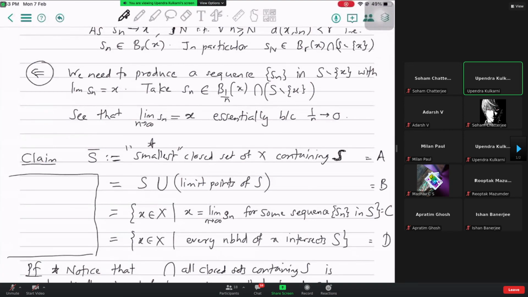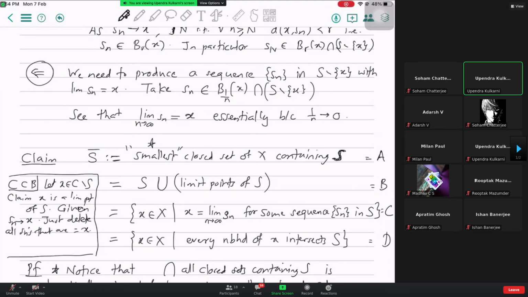Okay. So the claim is that C is in B. That is the claim. Let X be in C, but not in S. So the claim is X is a limit point of S. So we are given Sn going to X, right? Just delete all Sns that are equal to X.